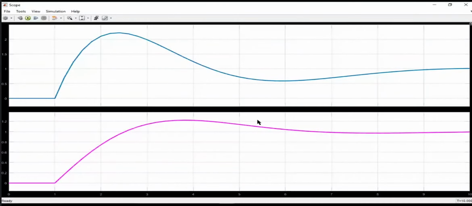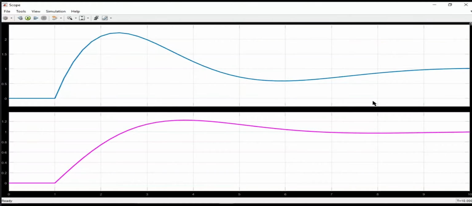Yes, ma'am, I'm also getting the same. The upper one is with disturbance and the lower one is without disturbance. Ma'am, here overshoot is coming more than 2, and here it's nearly 1.2. And settling time is near about 7 to 8 for without disturbance, and with disturbance it's nearly 8 to 9. That will increase because our overshoot is increasing, and settling time also increases in that case.